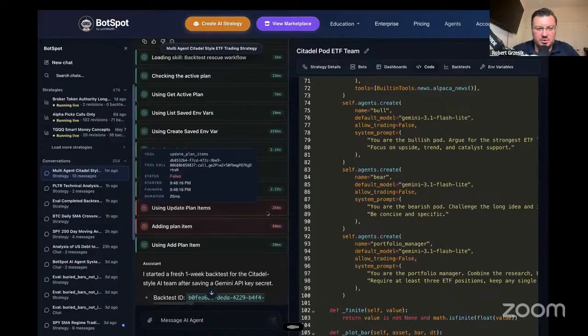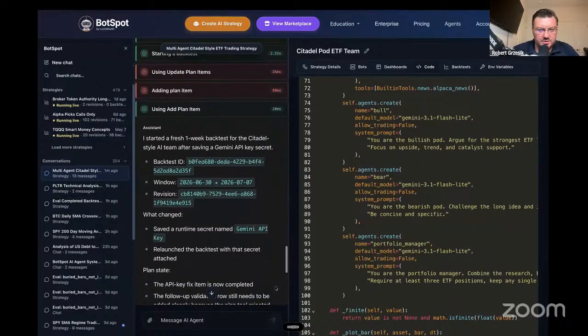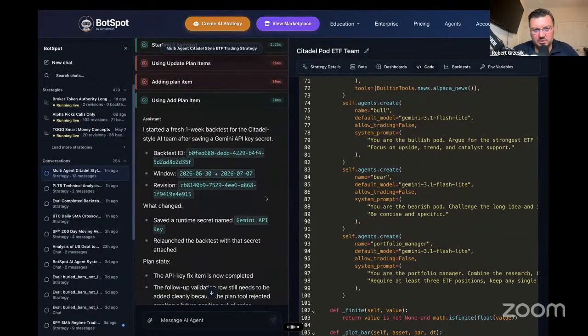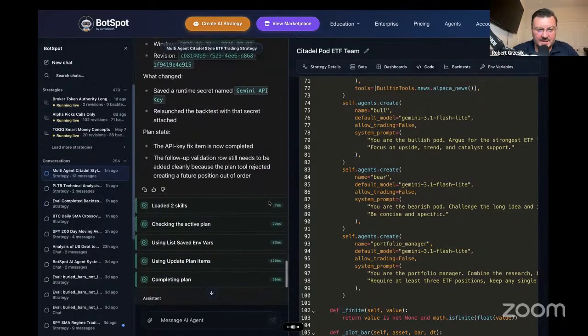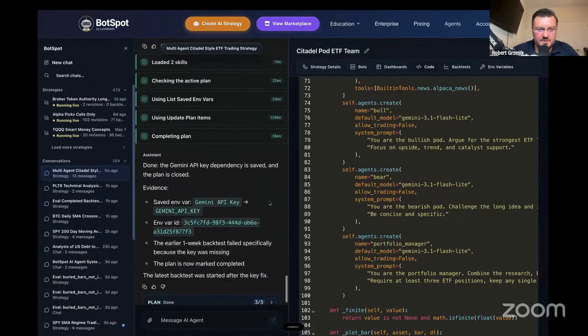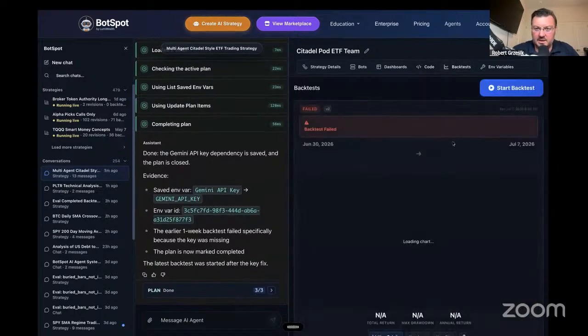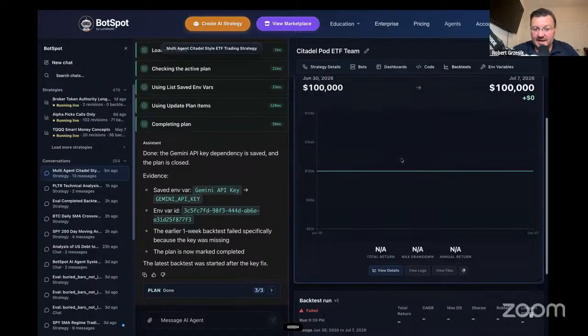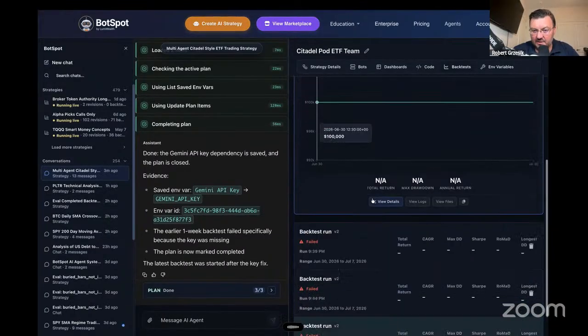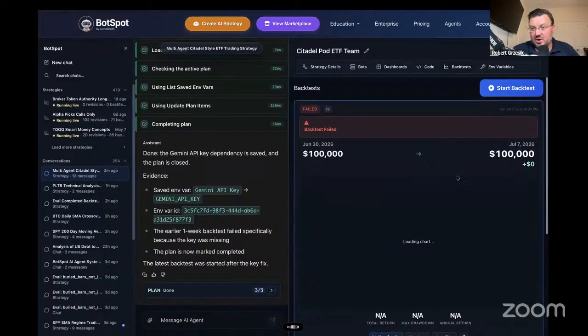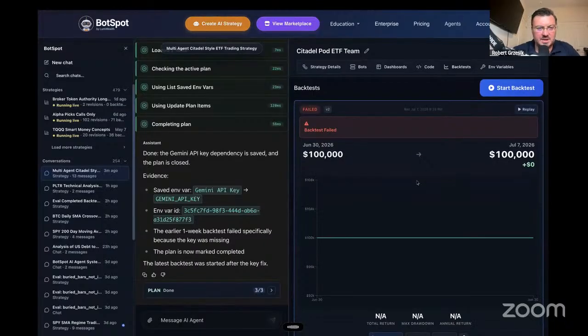And then we had another two failures of tools. We had an update plan items tool failure and then an adding plan item tool failure. Both of those failed. So I don't know what we need better there, tool descriptions or whatever. But those failed and then it started a fresh backtest. Okay, and it did it correctly with the Gemini API key, but then again, it still failed, and again did not try to save itself, and I still don't understand why it's not working.